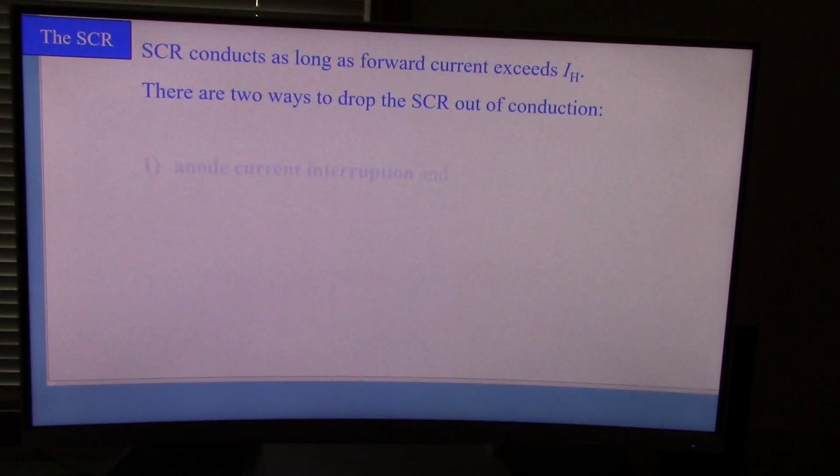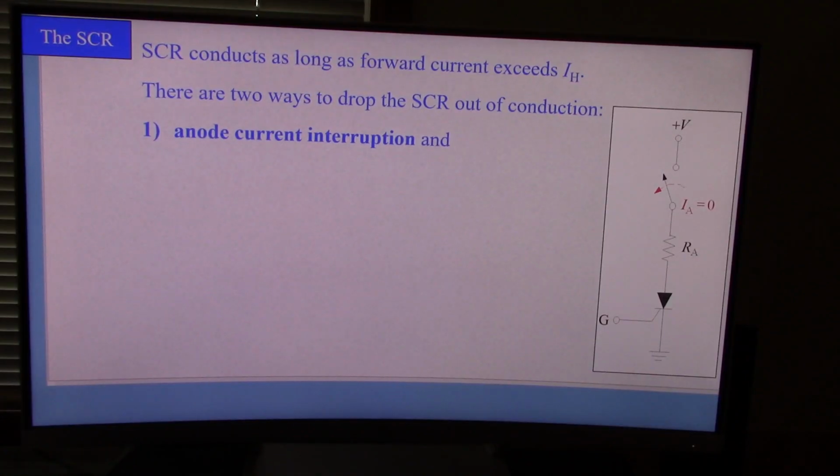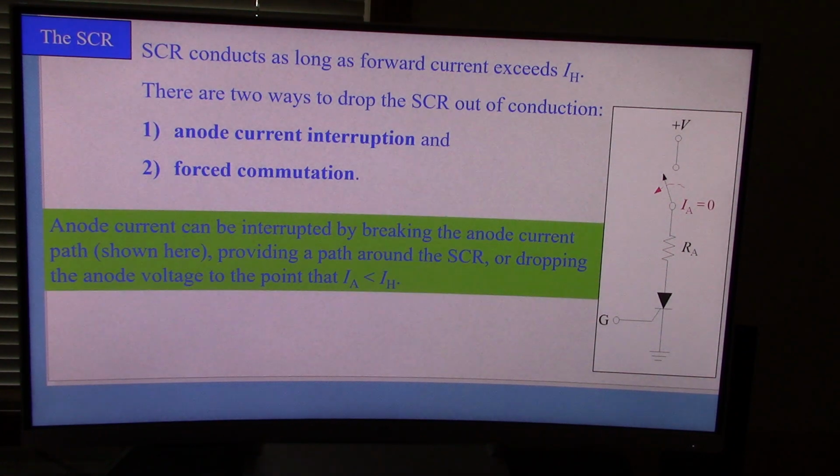There are 2 ways you can control an SCR. You can stop this current right here. If you have this switch open, there won't be a current going through this circuit, and that's called anode current interruption. The other one is forced commutation, like reversing the power from here to here. Bottom line, in both cases, what we are trying to do is get the holding current to be more than the current going through the circuit.